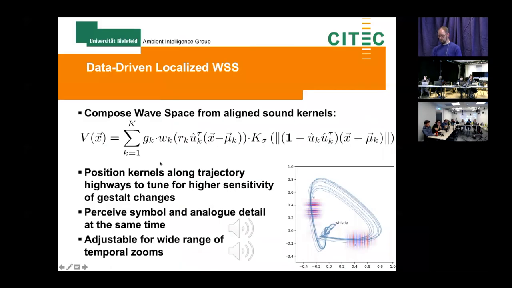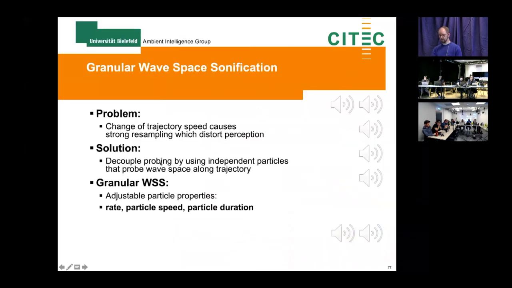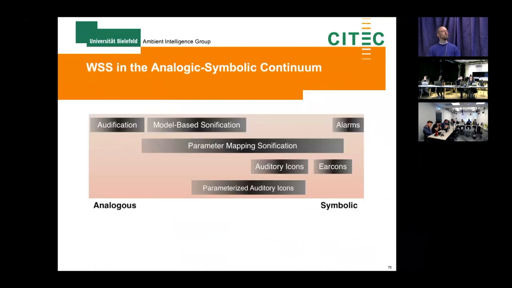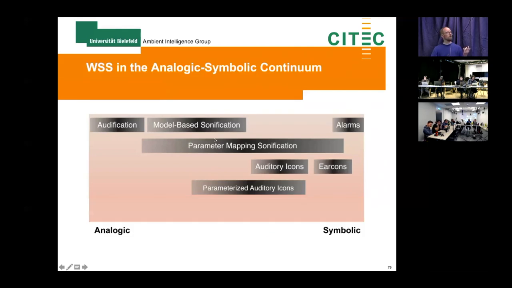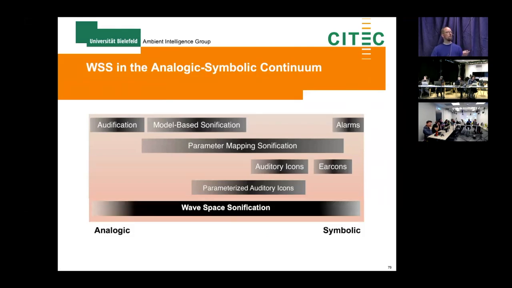Running out of time, let's do a quick summary. Within the analog symbolic spectrum, we have to extend it to include wave space sonification. And actually, the beauty of it is that it spans the whole scope from very analogic, you know, audification is a special case of wave space sonification, to very symbolic. Because we can even put earcon sounds as sound material at certain locations in the wave space. And then we have something very symbolic.